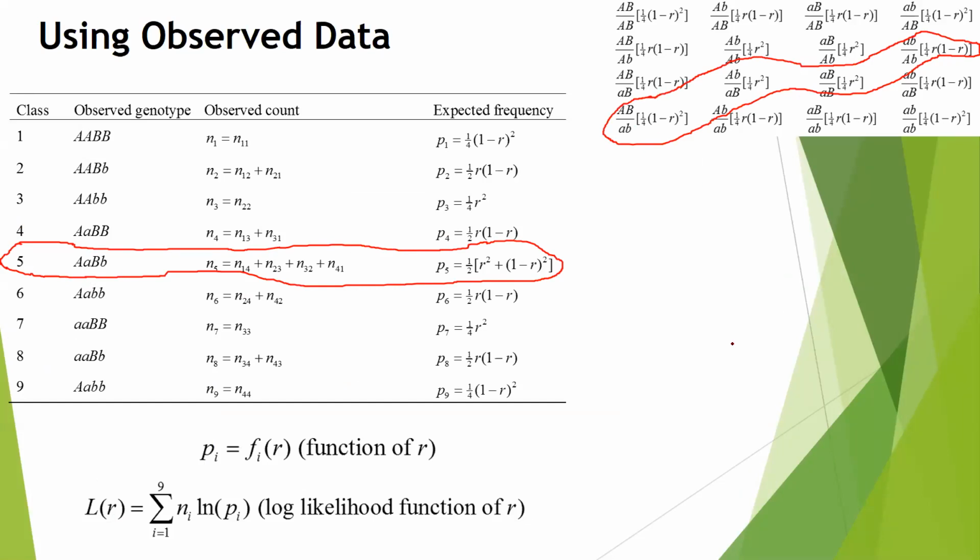Is that right? So in this table, the 5th category actually is a combination of these 4 cells.